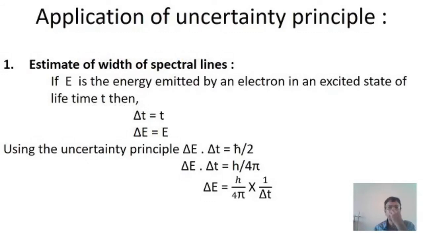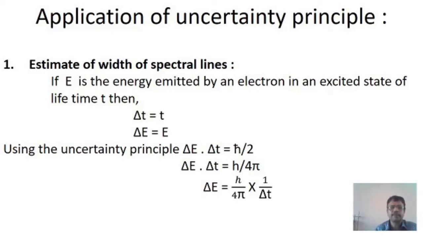Then applications of Heisenberg uncertainty principle. The first one: estimate the width of the spectral line. According to Heisenberg uncertainty principle, delta E dot delta t is greater than or equal to h cut by 2, where h cut is equal to h by 2 pi. Then delta E dot delta t is equal to h by 4 pi. If E is the energy emitted by an electron in an excited state of lifetime t, then delta t is nearly equal to t, and delta E is nearly equal to E.